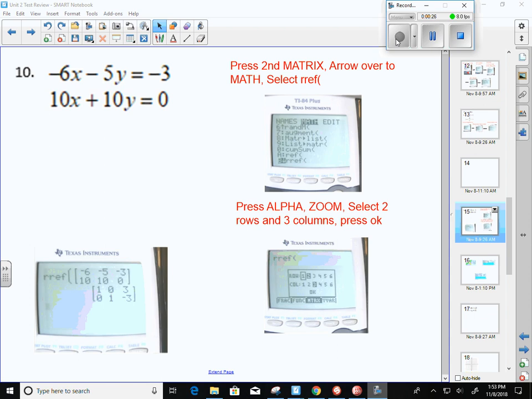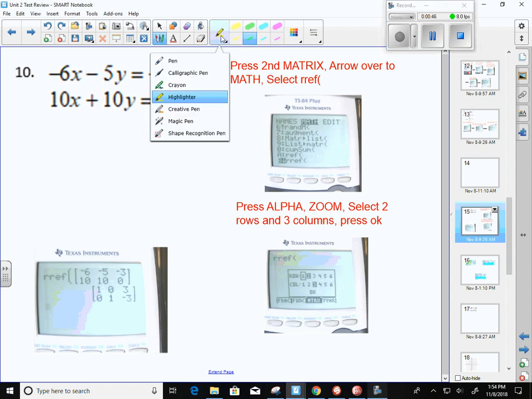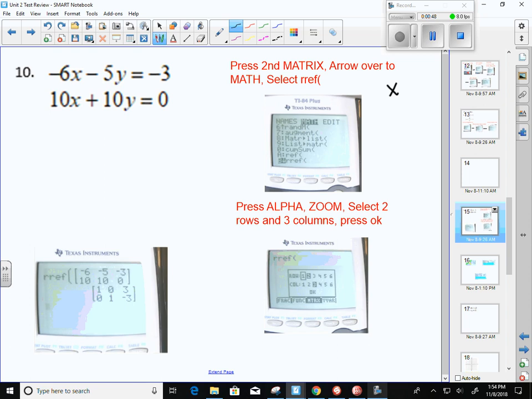I've got the steps on the screen. Okay. What you would do is press second matrix, which the matrix button is actually the X to the -1 button. It's a little button that has X to the -1, far left-hand column. That's where matrix is. So press second and then that button. Arrow over to math and select RREF. Make sure you don't do the REF, it's the RREF.